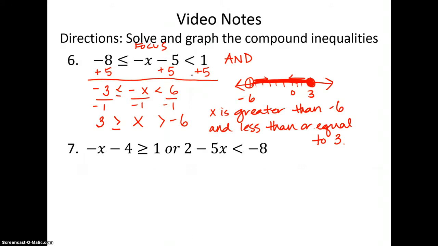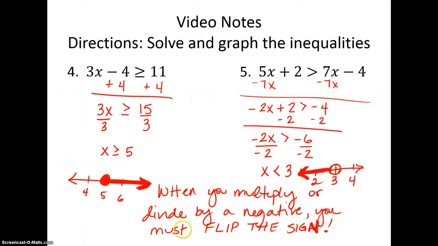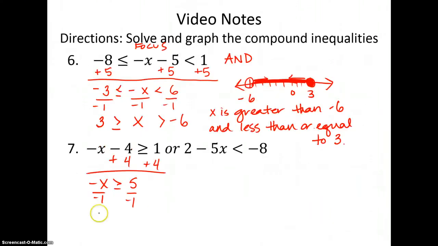Number 7, this is an or inequality. These are much simpler because it's just 2 side-by-side inequalities. So we're just going to solve them separately. So we're going to add 4 to both sides. -x greater than or equal to 5, divide by -1. What do you do when you multiply or divide by a negative? You flip the sign. So we're going to flip the sign, so we have +x less than -5.